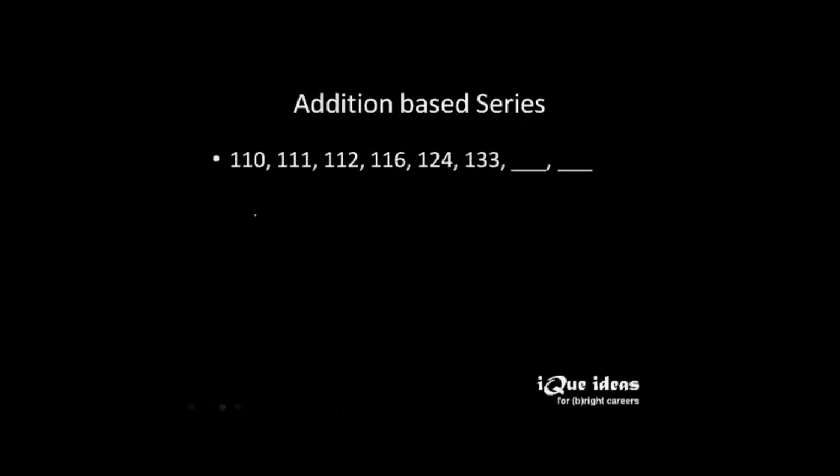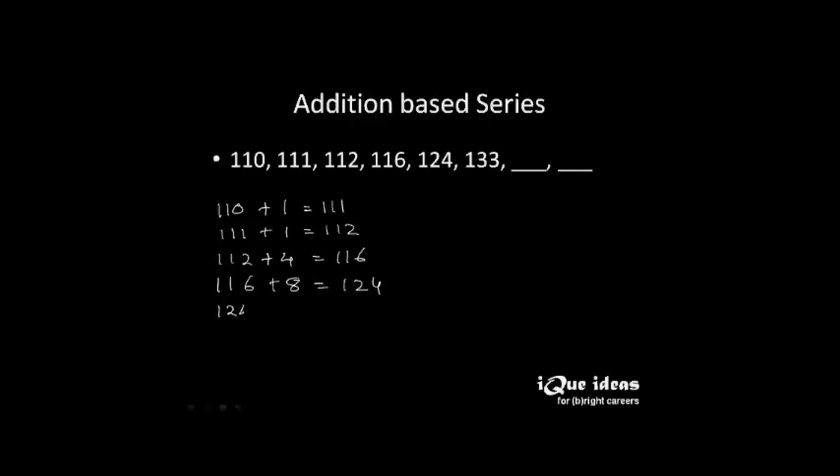We'll first try to identify the difference between the numbers. So 110 plus 1 is 111, 111 plus 1 is 112, 112 plus 4 is 116, 116 plus 8 is equal to 124, 124 plus 9 is equal to 133.